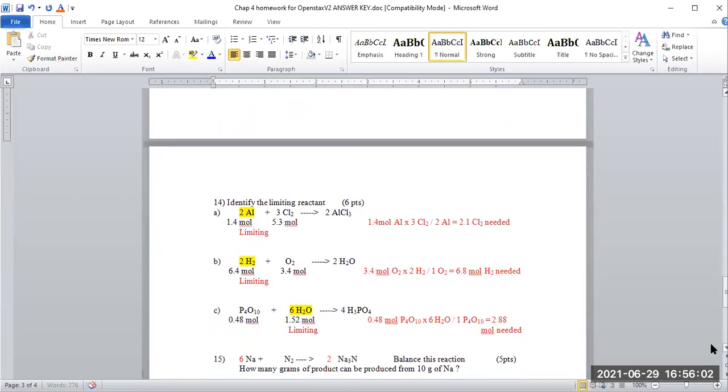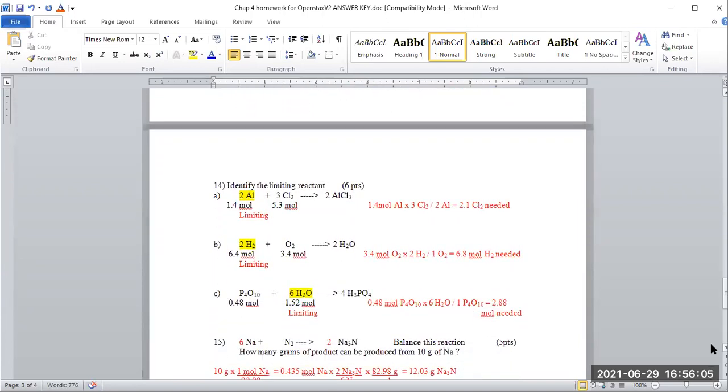All right. Figuring out what's limiting. None of these required you to calculate anything about the product. We were only comparing pairs of reactants to see which one is limiting. So when you look at the first one, I've got aluminum and I've got chlorine. If I used up all my aluminum and I have a 3-to-2 ratio, that tells me that I would need 2.1 of the chlorine to go with it, and I'm in luck because that's less than what I have available. I have more than 5 moles available. I only need 2 of them.